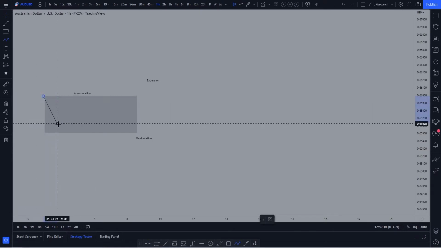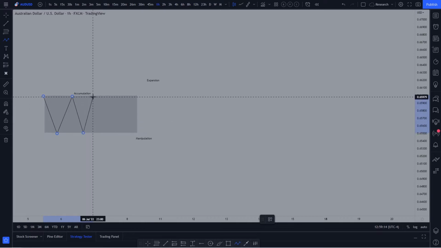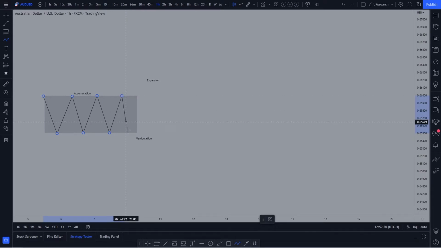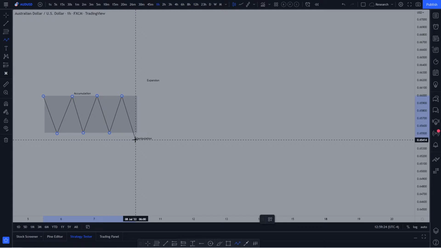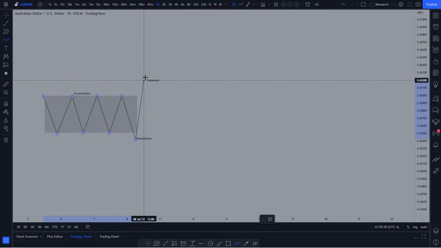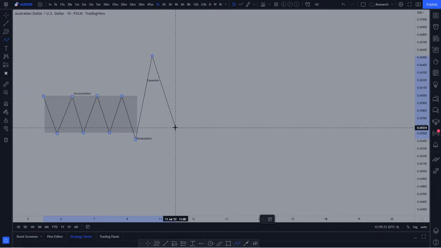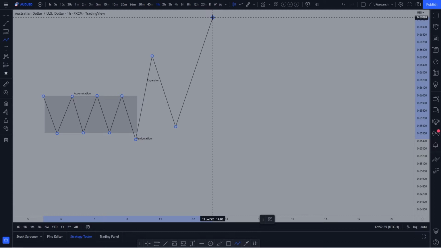So accumulation, assume that price is just in a range. What is this doing, right? Price is engineering liquidity on either side of the market. Now obviously what a lot of people tend to do is sell up here and then buy down here, right? Eventually you're going to notice that price gets manipulated in a certain direction, and then price proceeds to go all the way up, comes back down, and then goes in the intended direction.